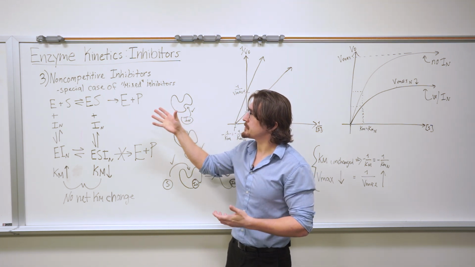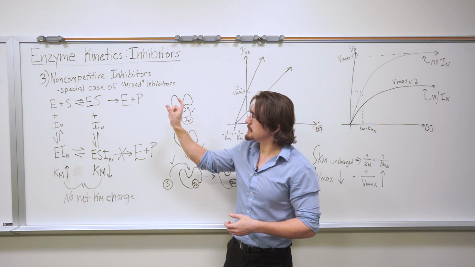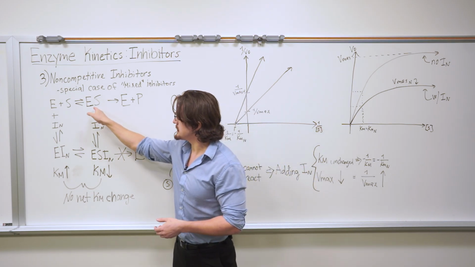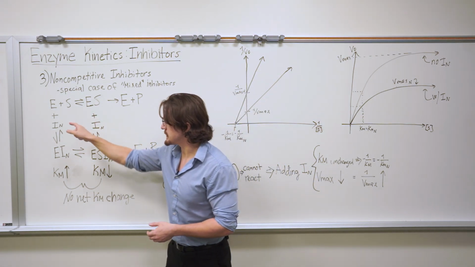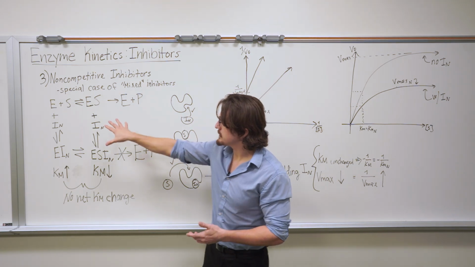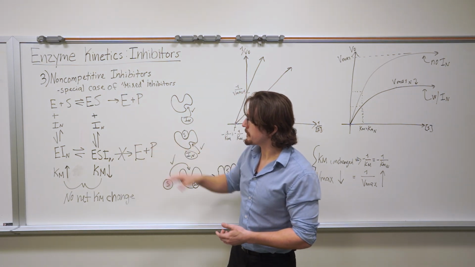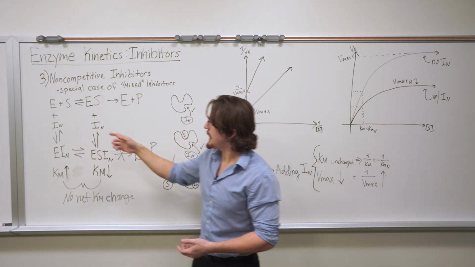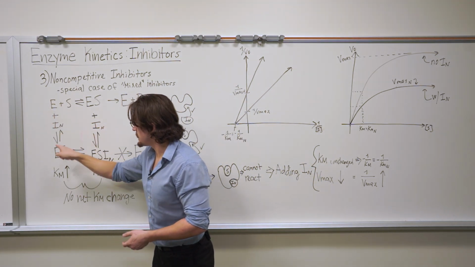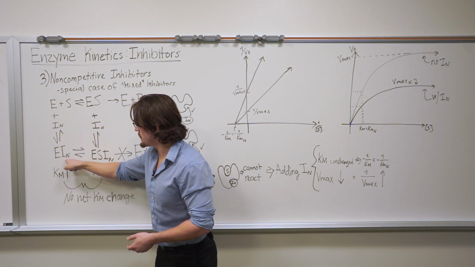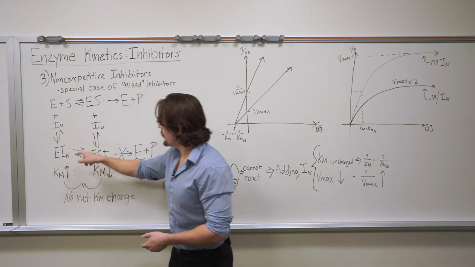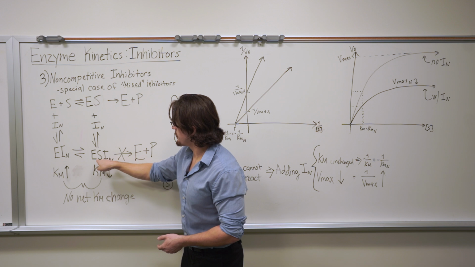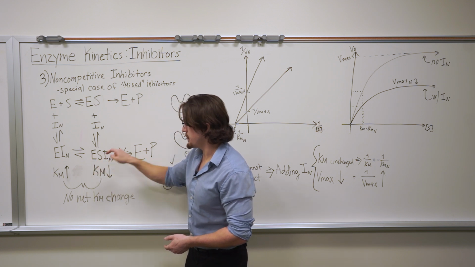Non-competitive inhibitors are a special case because these are the mixed inhibitors that have equal affinity for both the ES, the enzyme substrate complex, and the free enzyme, okay? So if we look at this reaction schema as we've been doing, if we have a non-competitive inhibitor present in this reaction, it could either react with the free enzyme to form the enzyme inhibitor complex, or it can react with the enzyme substrate complex after it forms, to form the enzyme substrate inhibitor complex.